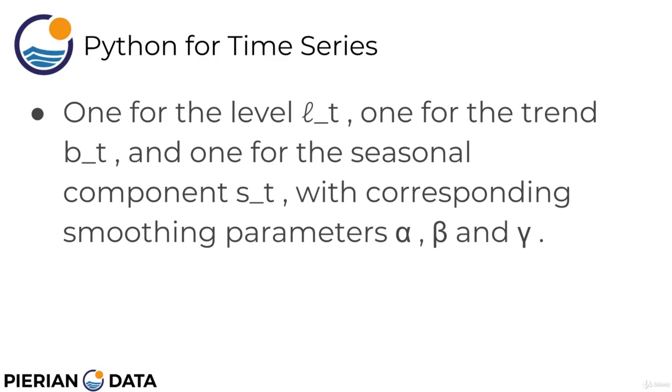These three additional smoothing equations are: one for the level, which we label L sub t; the second for the trend component, which we call B sub t; and the third for the seasonal component, which we call S sub t. Each of these different equations is going to have a corresponding smoothing parameter: alpha, beta, and gamma.